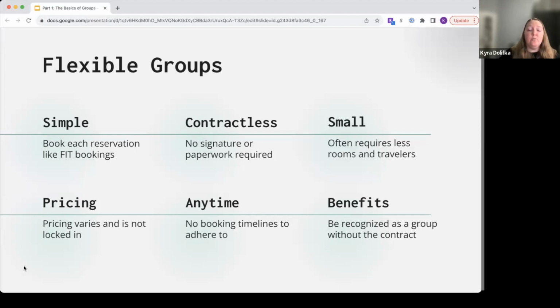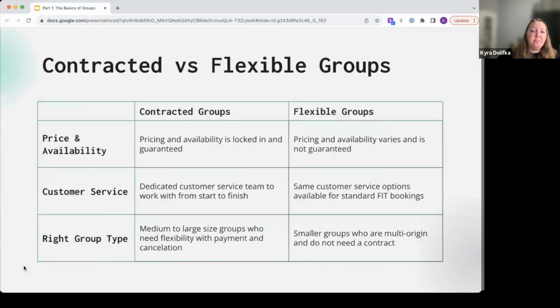So if you have a group where they might be booking very much last minute, maybe the week, 2 weeks before travel, you don't have to worry about that. If you have a contract, you may have some stipulations when it comes to doing things like that, but you don't with flexible groups. And they are recognized as a group even though they don't have a contract. Sometimes there are benefits for flexible groups, just like contracted groups have benefits too.